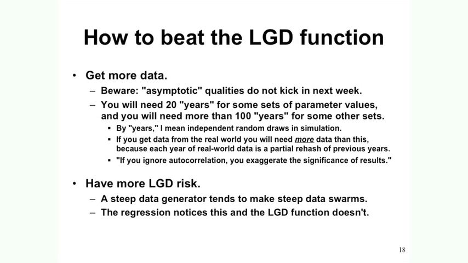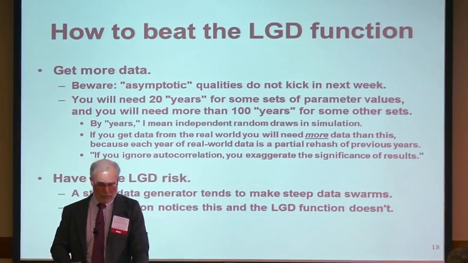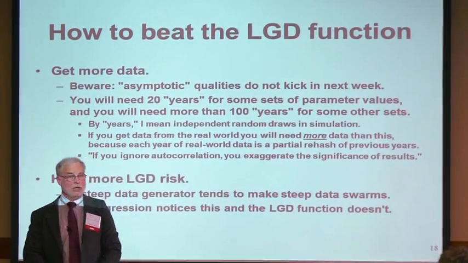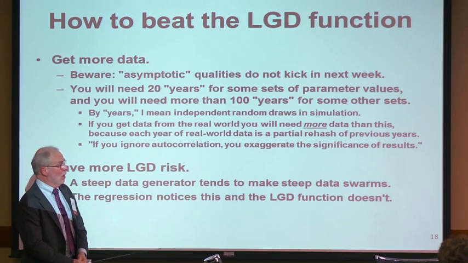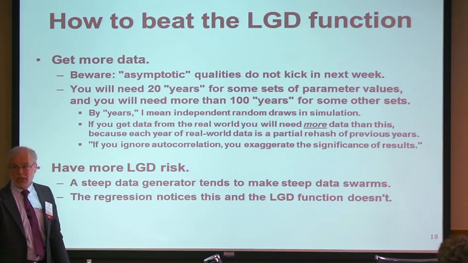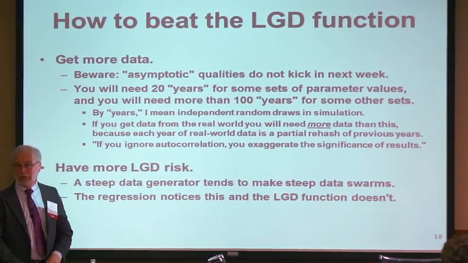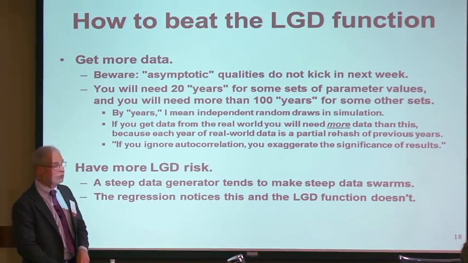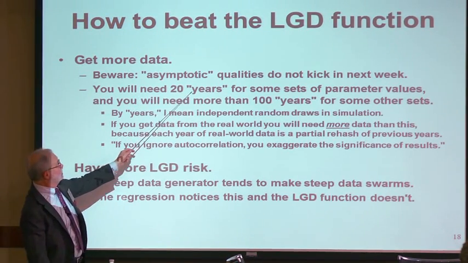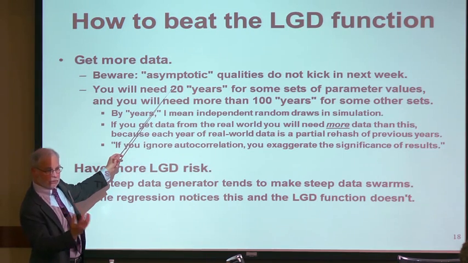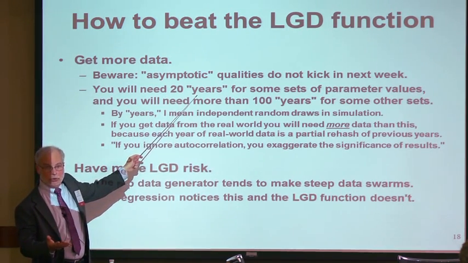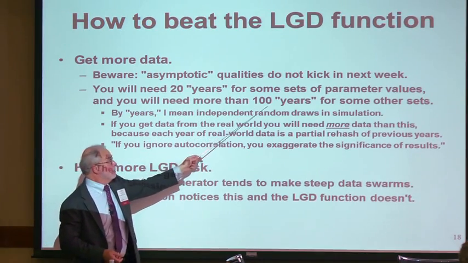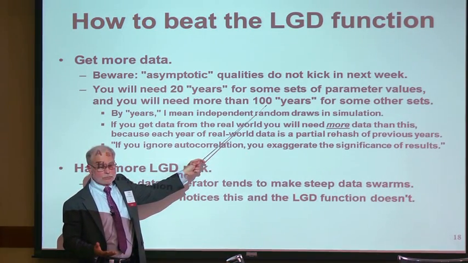One of them is to get more data, more than 10 years in any case that I looked at. And then how much data do you need so that your regression outperforms the function? Well, in some sets of control variables, you only need 20 years of data to do better than the function. In other sets, you need 100.